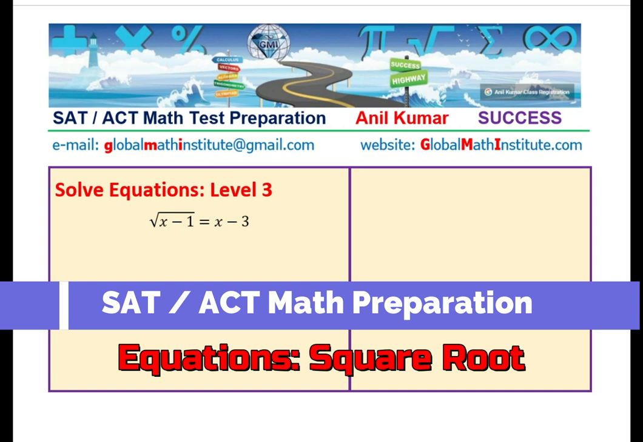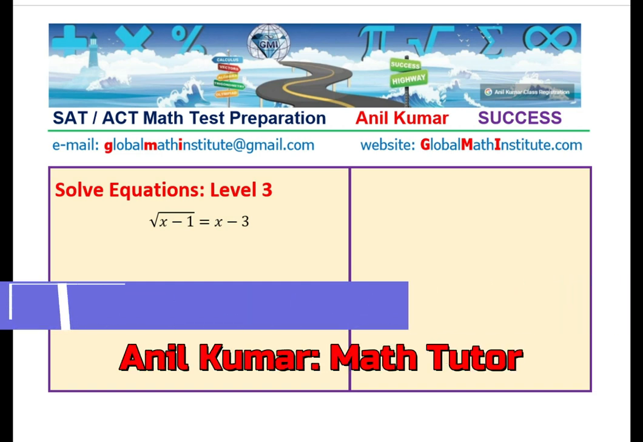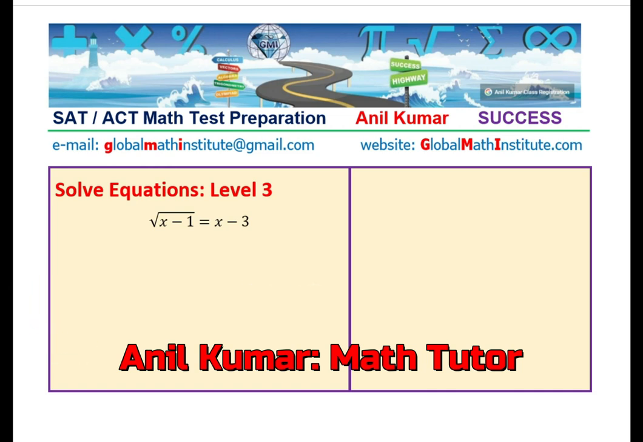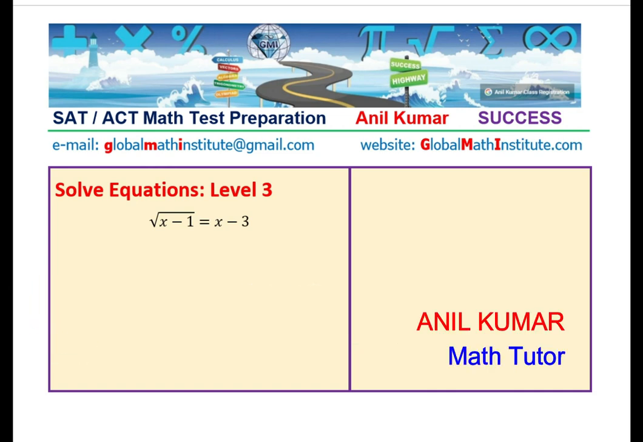Let us now try to understand how we solve square root equations when x is on both sides of the equality. So we have the square root of x minus 1 equals x minus 3. You can always pause the video and answer the question.